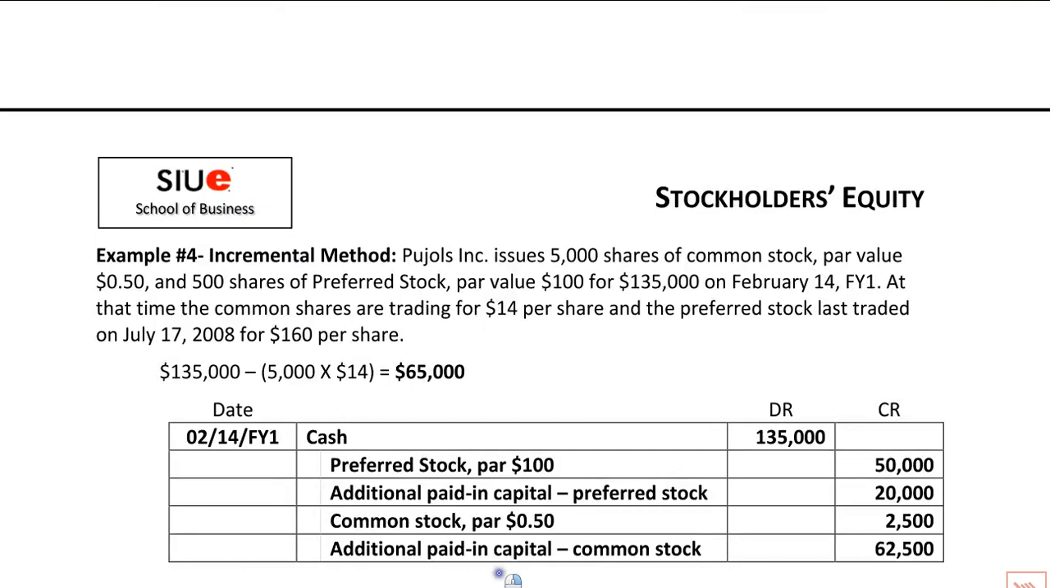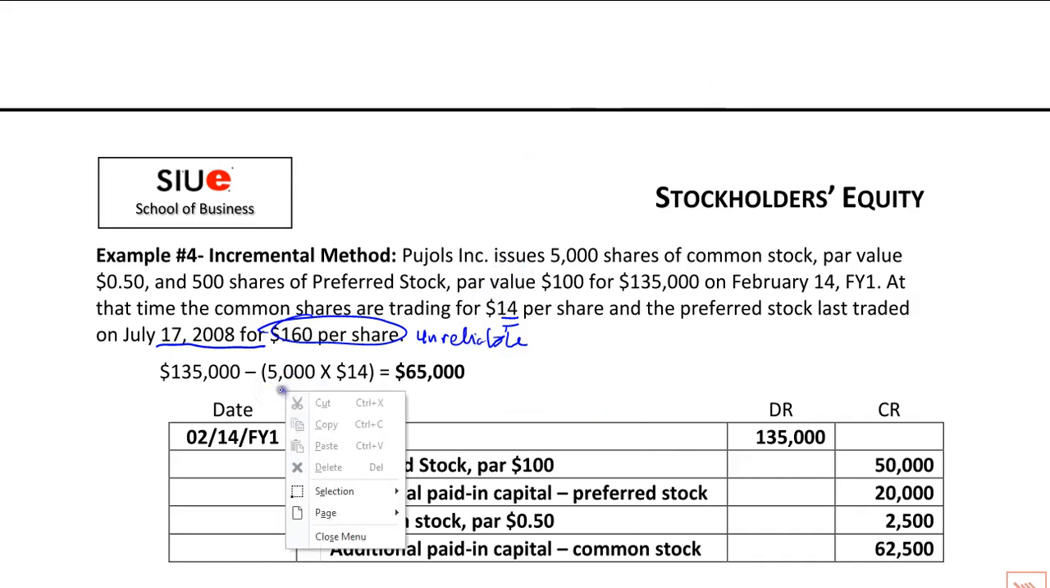So, incremental method. This is a little bit of a snoozer, but let's do it. The common shares are trading for $14 a share. The preferred shares have not traded for a long time. A stale price is an unreliable price. So this old market quote is unreliable, and we would not use it. And it's not unheard of. Preferred stock doesn't trade as often. Okay, so we have to allocate.